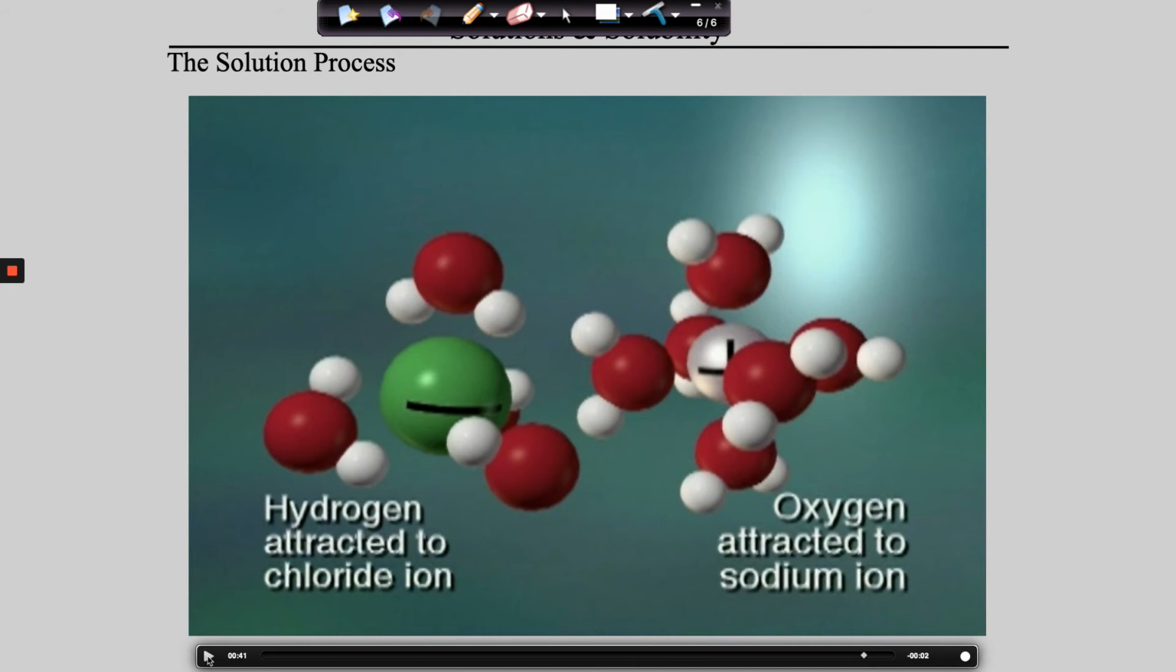You guys good? So using these terms that we now know, we've got solvation, we've got hydration. Solubility would be the amount of salt that we can dissolve in the water. See how that all comes together?